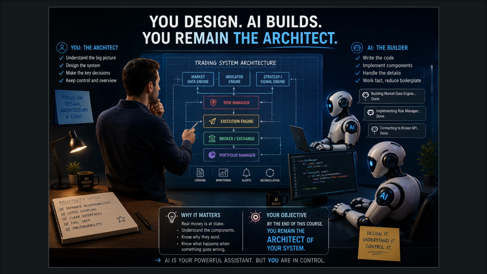Particularly when the software is eventually going to control real money, I think you should understand what the major components of your system do, why they exist, and what happens when something goes wrong. So throughout this course, feel free to use AI. I certainly do. You don't need to know how to build everything we're going to create before you start. That's what the course is for. But the objective is that, by the end, you remain the architect of the system.